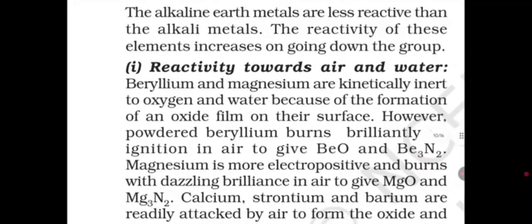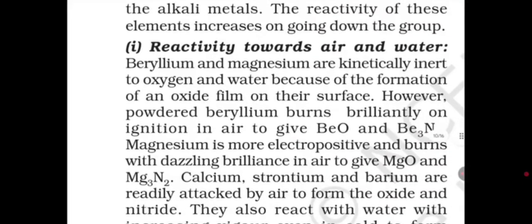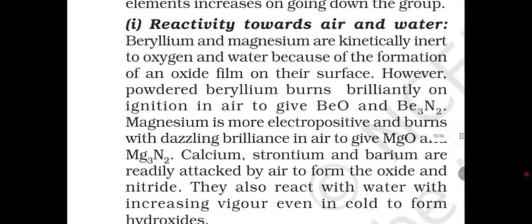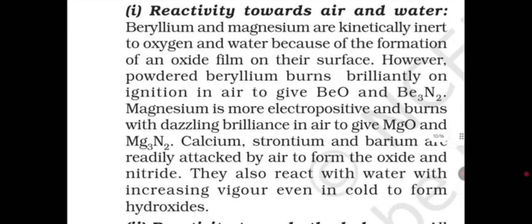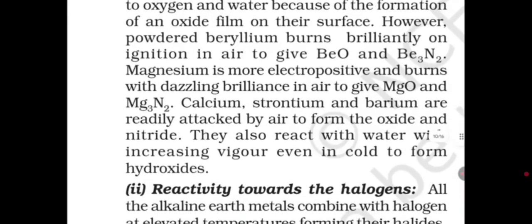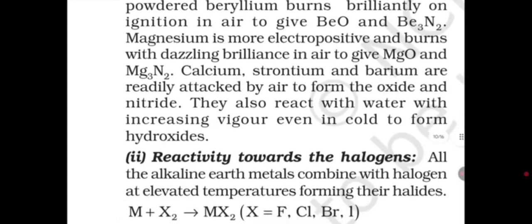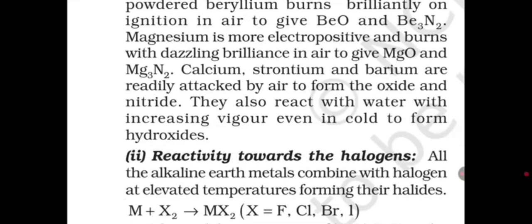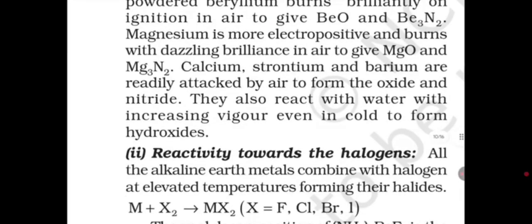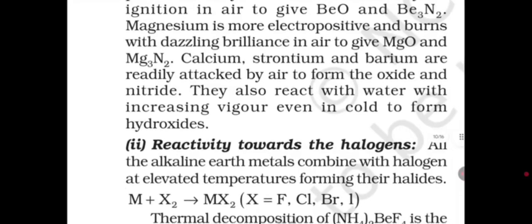The alkaline earth metals are less reactive than the alkali metals. The reactivity of these elements increases on going down the group. First is reactivity towards air and water. Beryllium and magnesium are kinetically inert to oxygen and water because of the formation of an oxide film on their surface. However, powdered beryllium burns brilliantly on ignition in air to give BeO and Be3N2.